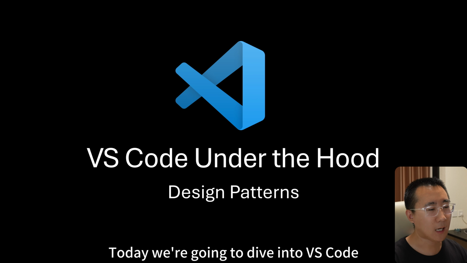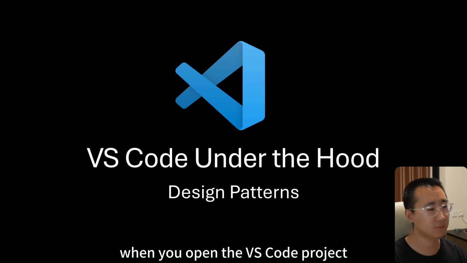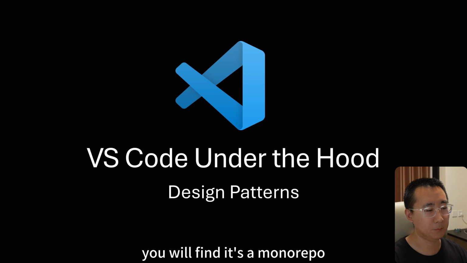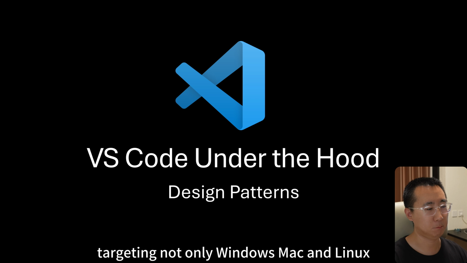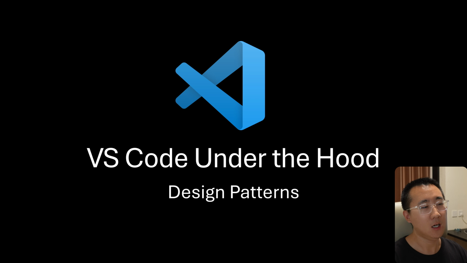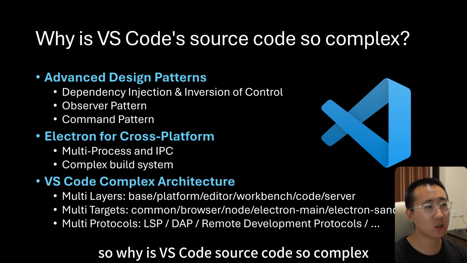Today, we're going to dive into VS Code and talk about the complexity of VS Code. When you open a VS Code project, you will find it's a monorepo mixed with TypeScript, C++, and Rust, targeting not only Windows, Mac, and Linux, but also remote servers and web workers. So why is VS Code's source code so complex?